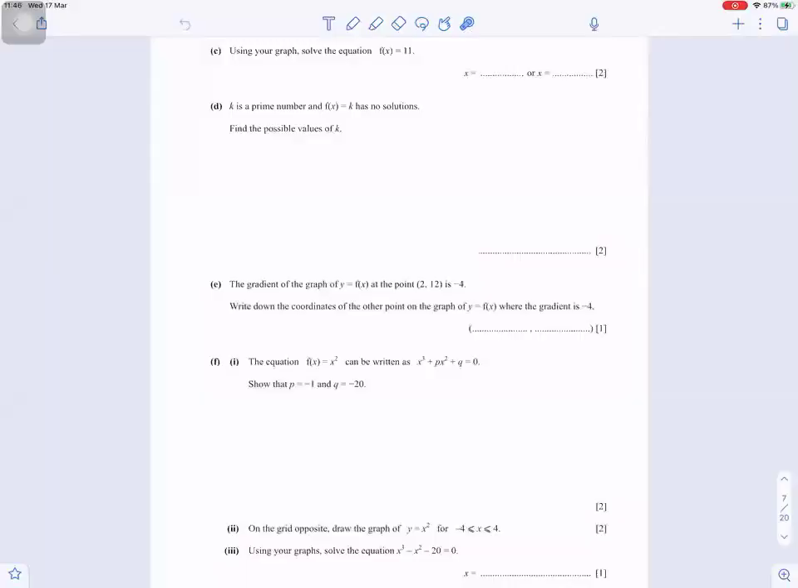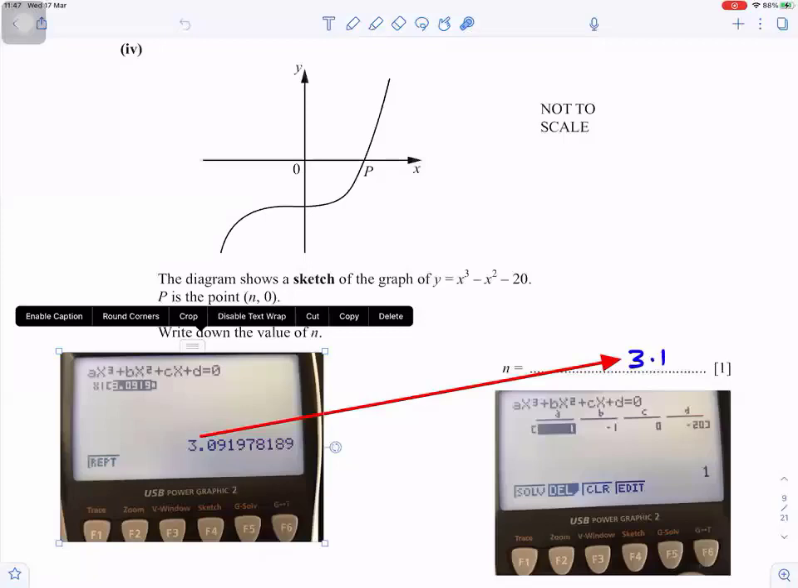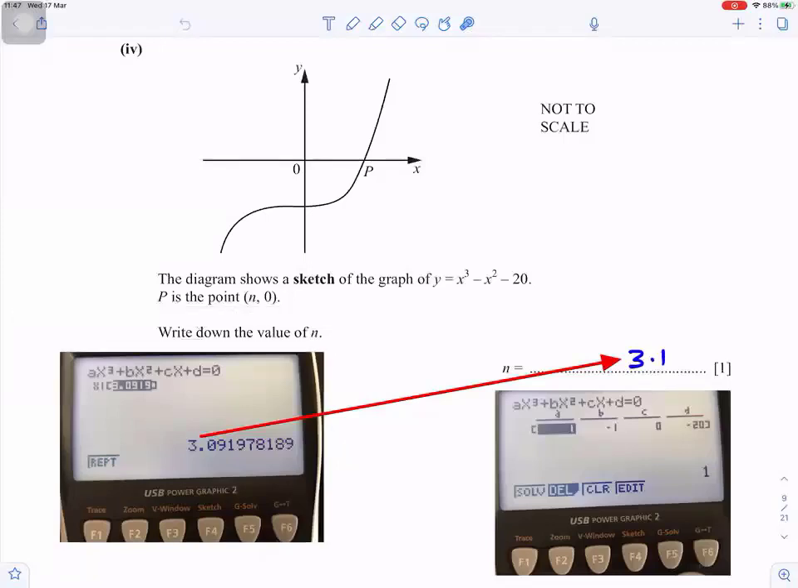So that's the questions for C, D, E, and F. And that's the question for F part 4. You can press pause and have a go, and when you're ready, you come back. So for this question, we're given the diagram shows a sketch of the graph of y equals x cubed minus x squared minus 20, where P is the point (n, 0). So P is (n, 0). That's where it crosses the x-axis. The x has a value and the y is 0.